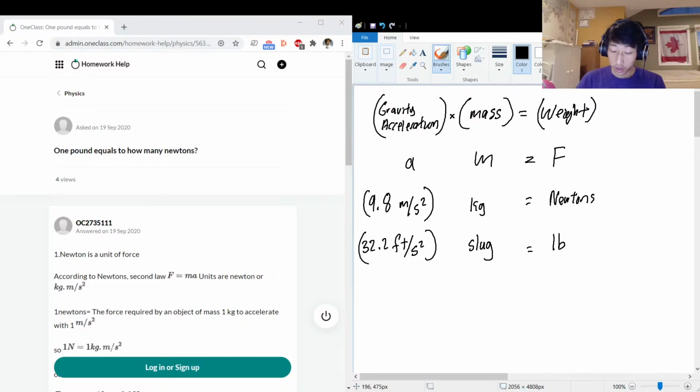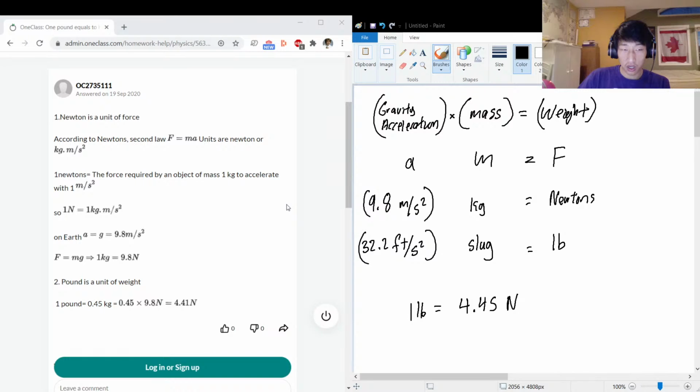Okay, so we know that 1 Newton, or we actually have calculators that do this for us perfectly. Like we know that one pound is equal to 4.45 newtons. Okay, things are quite confusing because here it's saying pound mass.